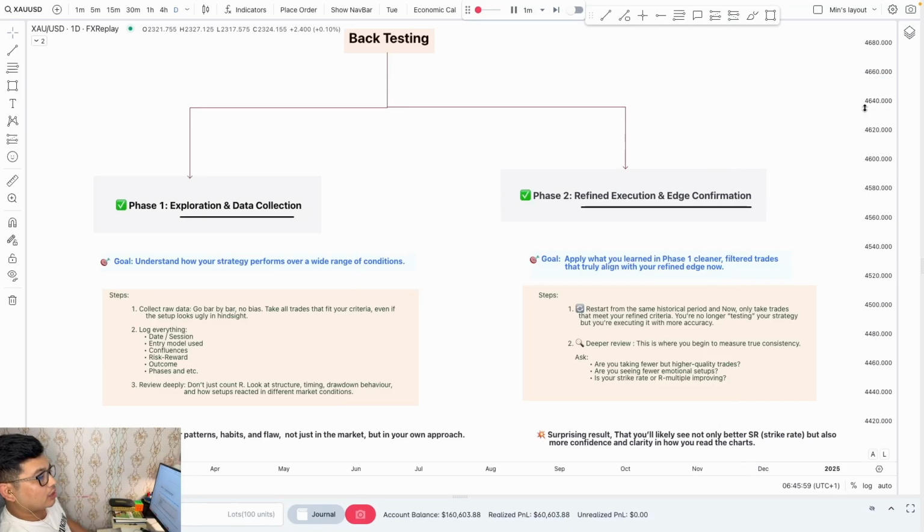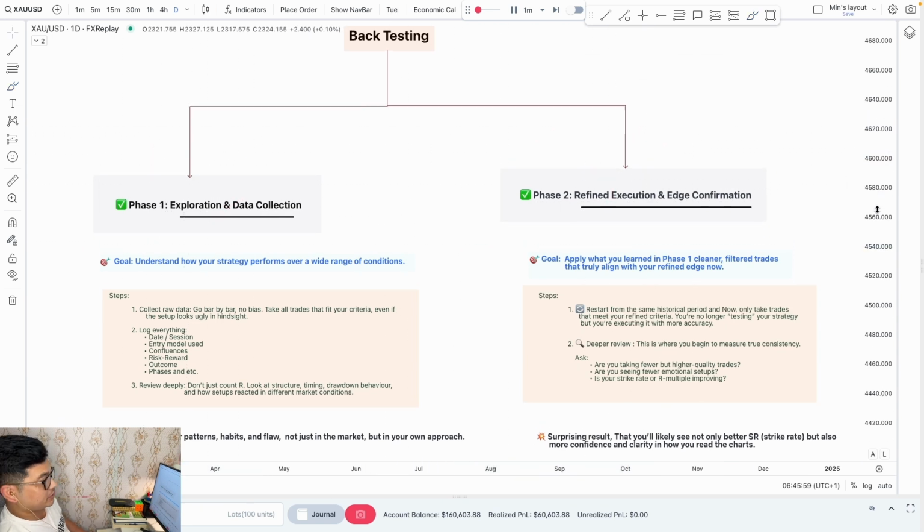Basically, this is how I backtest my data. I have split it into two phases, phase 1 and phase 2. It's pretty simple.